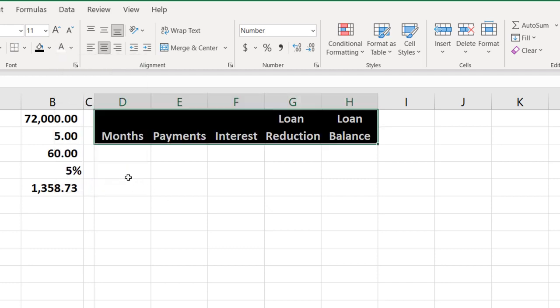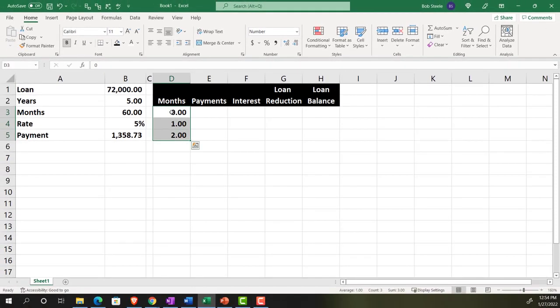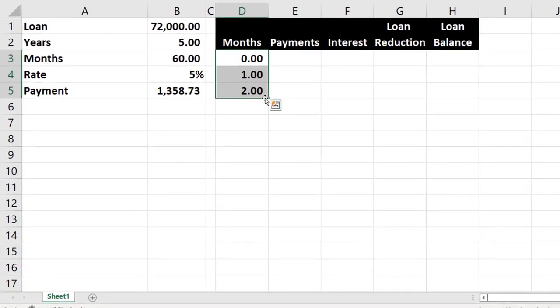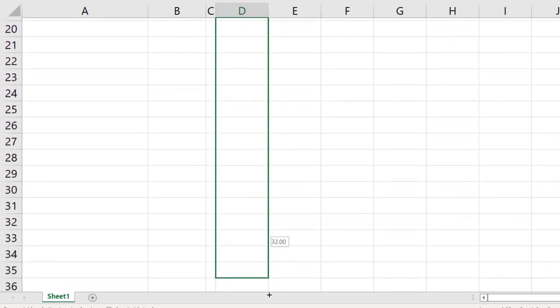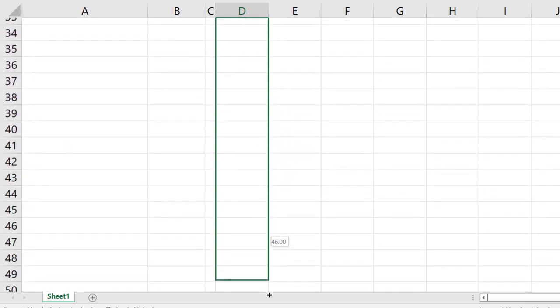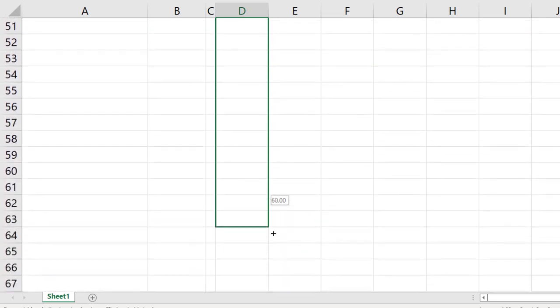And so then we need to make 60 months. So I'm going to start at 0, 1, 2. We want to go down to 60. And Excel will recognize that pattern. If I select the 3 cells, put my cursor on what they call the fill handle, click on that and drag down, it gives you that nice little number that shows you where you're at as you drag down to 60 periods. And there we have it.